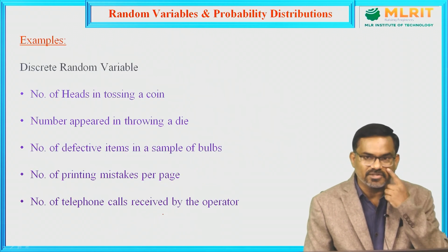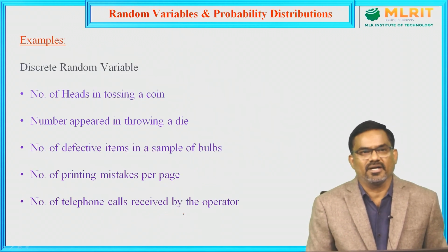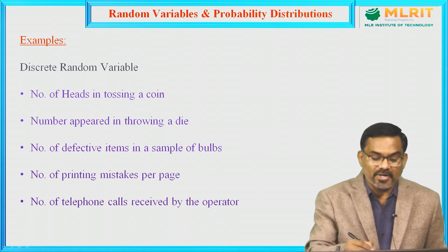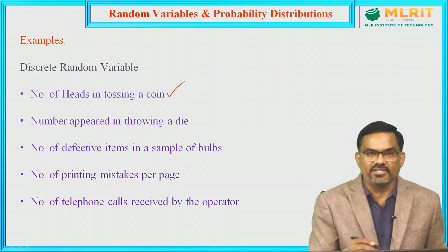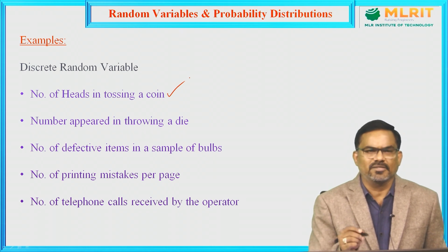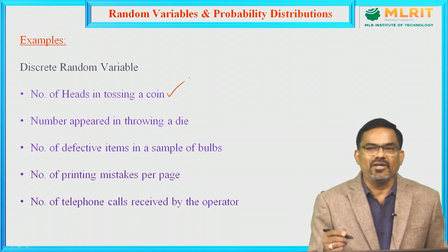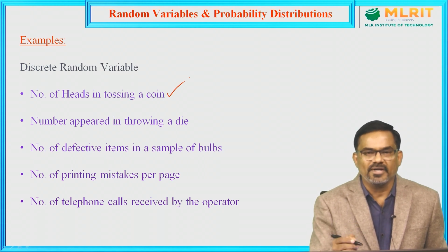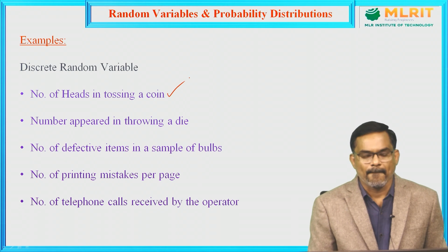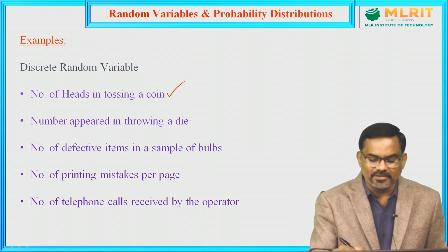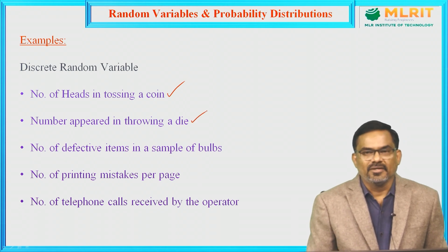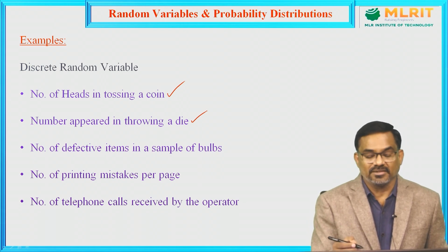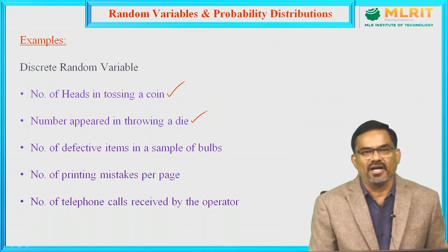Now, some examples of these discrete and continuous random variables. Coming to discrete random variable, the number of heads in tossing a coin: just now we discussed, 2 coins are tossed, so the maximum number of heads is 2. If 3 coins are tossed, maximum we get 3 heads. If 4 coins are tossed, maximum number is 4. Similarly, the number appearing in throwing a die. If a die is thrown, there are 6 outcomes, the outcomes are finite. So, it comes under discrete random variable.